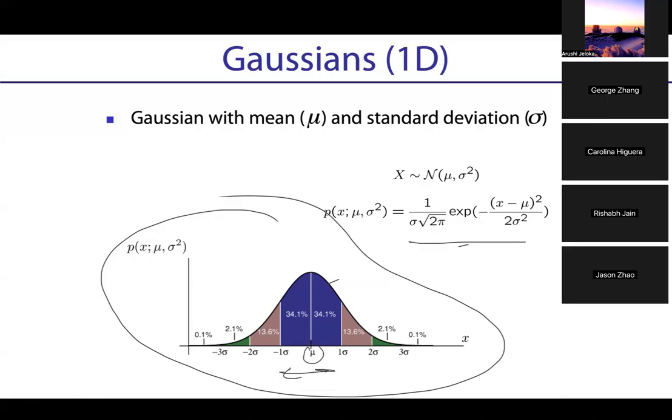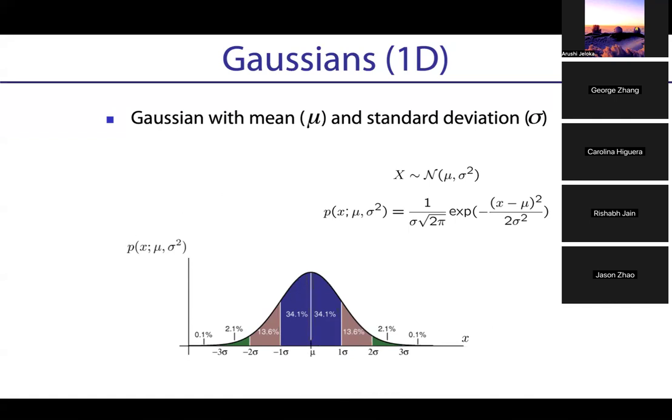You can say that 34% of the mass lies between the mean and one standard deviation, and then it goes much lower from there. This is how you think of it in one dimension. You can think of the mean as where the Gaussian is centered, and the variance is how wide it is. When you're really uncertain, variance is super high. When you're really certain, variance is super low. Variance is always positive.